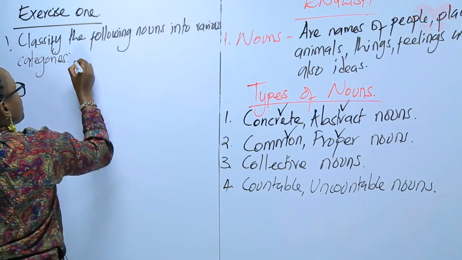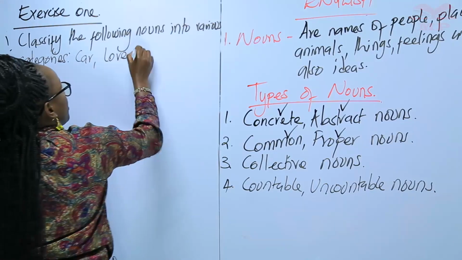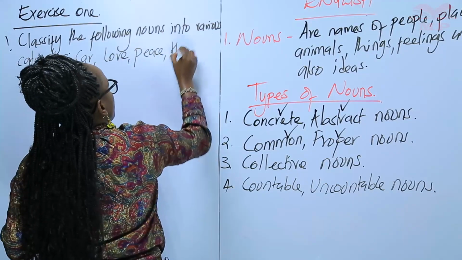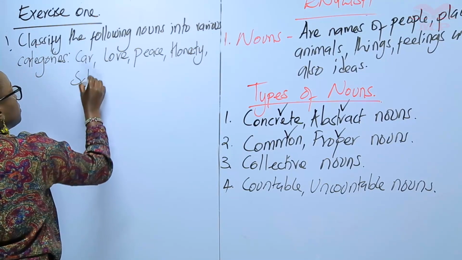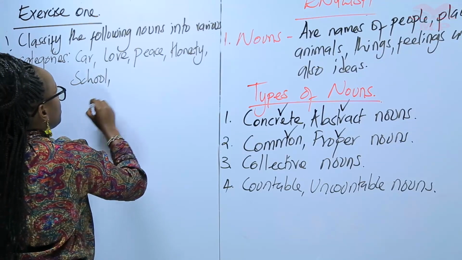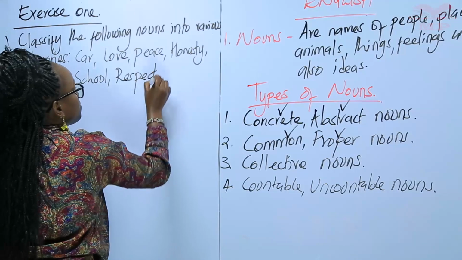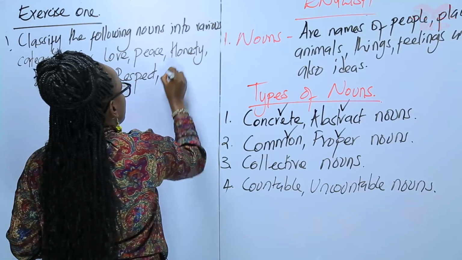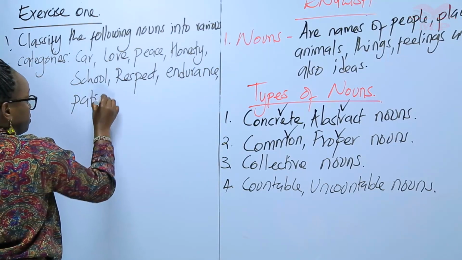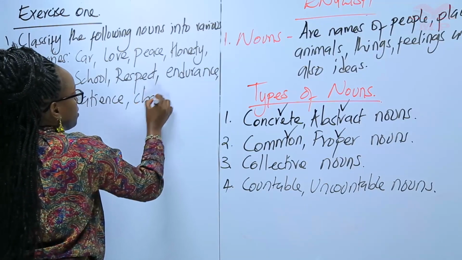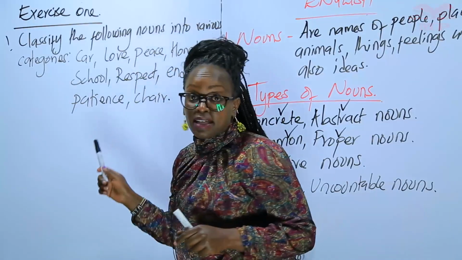So these are the nouns. The first noun, we have car, we have love, we have peace, we have honesty, and then we also have the noun respect, endurance, patience, and share.